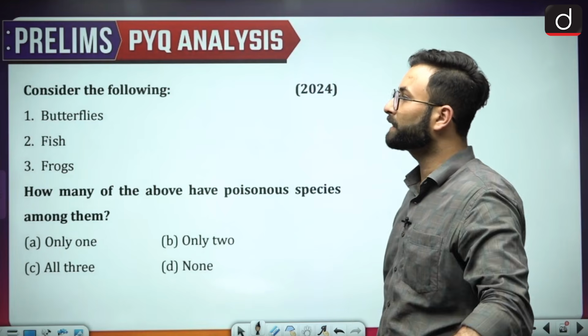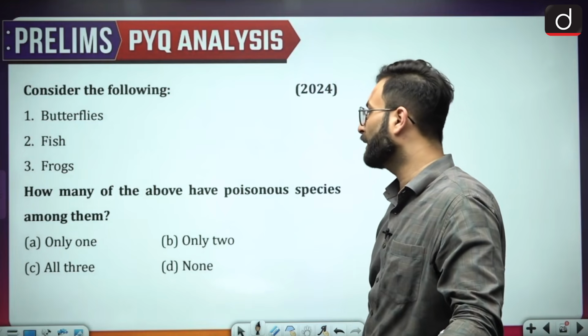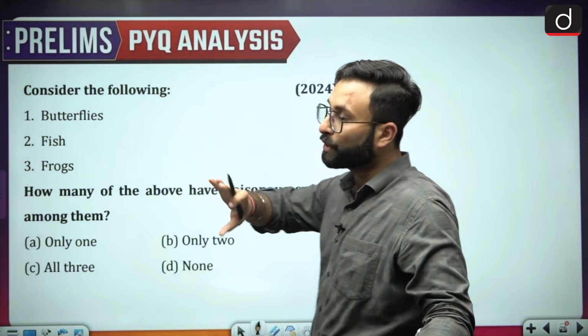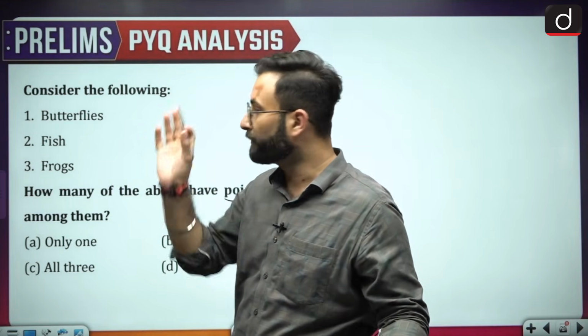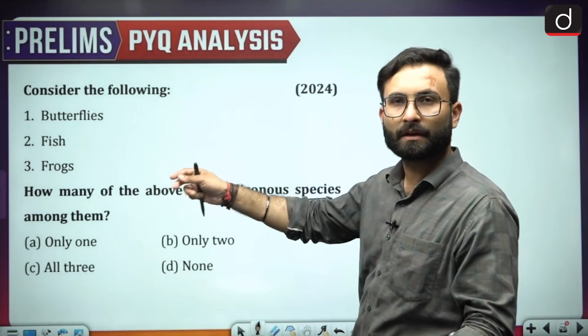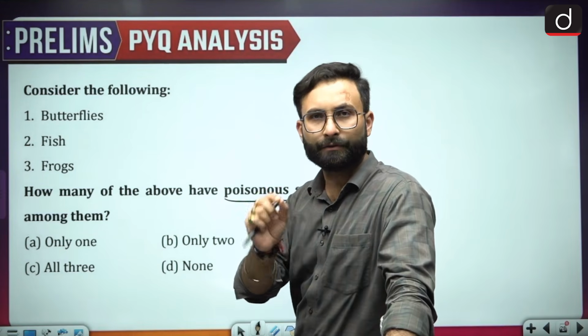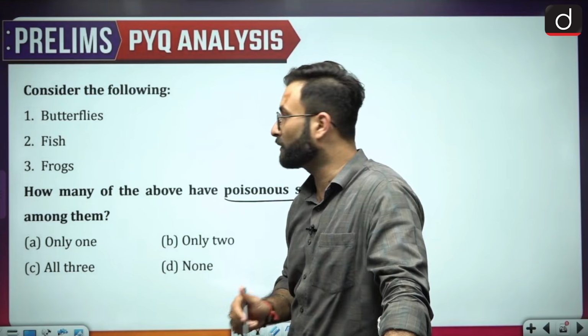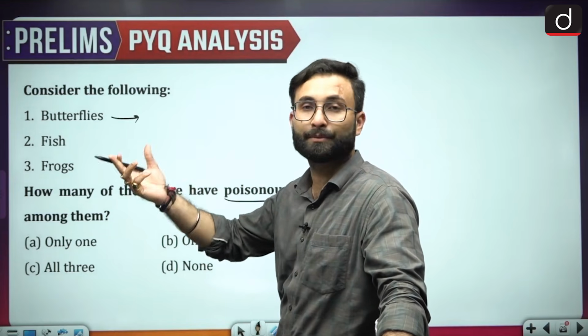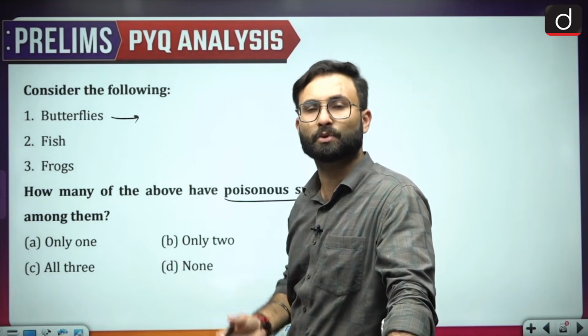Consider the following: butterflies, fish, frogs. How many of the above have poisonous species among them? Now they are saying that out of all the butterflies in the world, all the fishes in the world, all the frogs in the world, is there a possibility that any one of them can be poisonous? One of the butterflies in the world can be poisonous, one of the fish can be poisonous, or the frogs can be poisonous. So that is the chance.